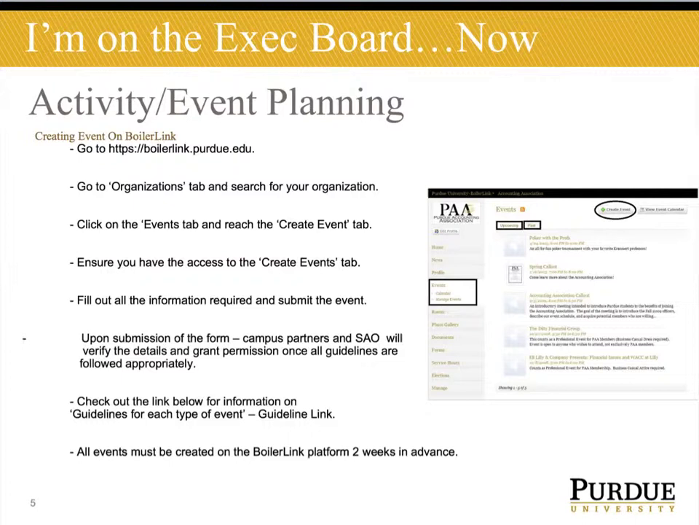One important thing that I would like to mention here is, in order to create an event, you need to have access to the Create Event tab. So if you do not have access to the Create Event tab, write an email to sao@purdue.edu and request permission to access the Create Event tab. Once you have permission to access the Create Event tab, you can go in and fill in all the information required and submit the event.